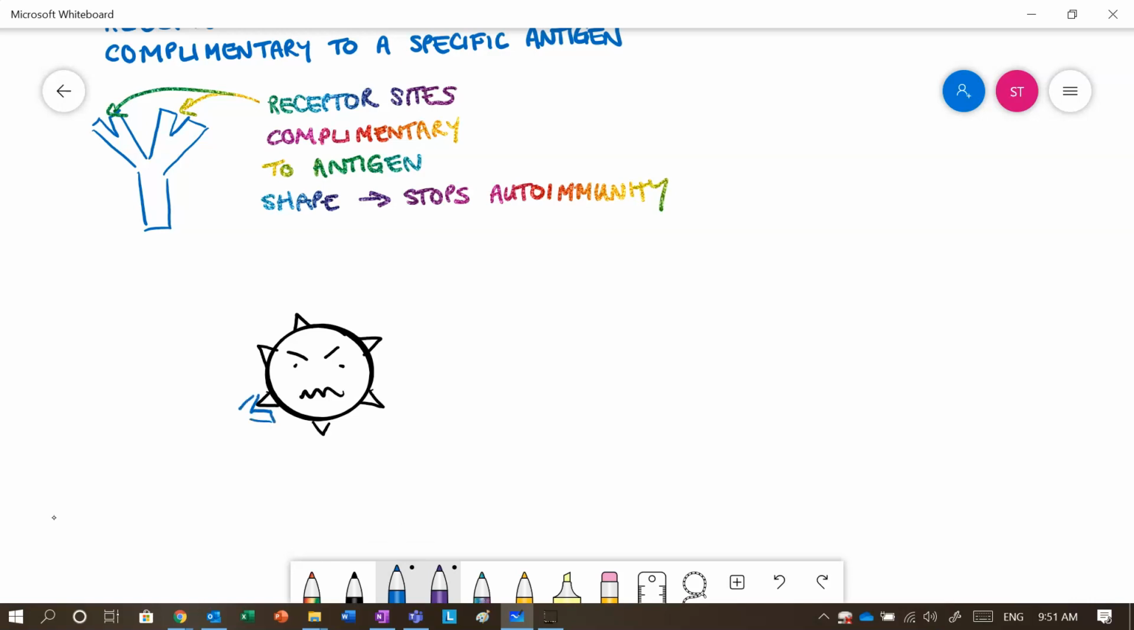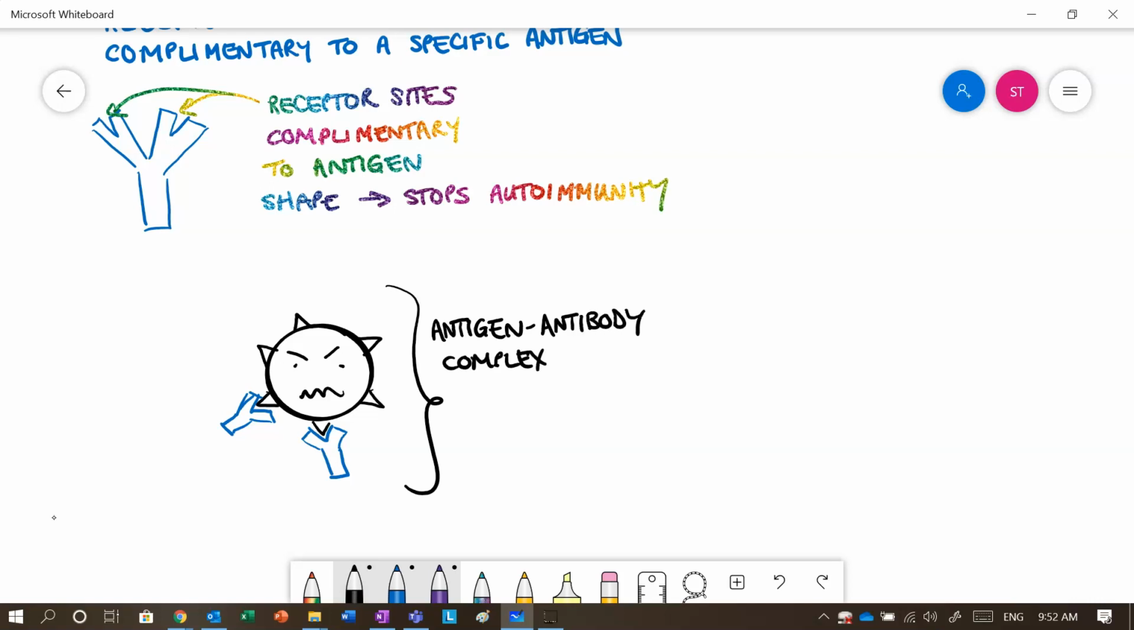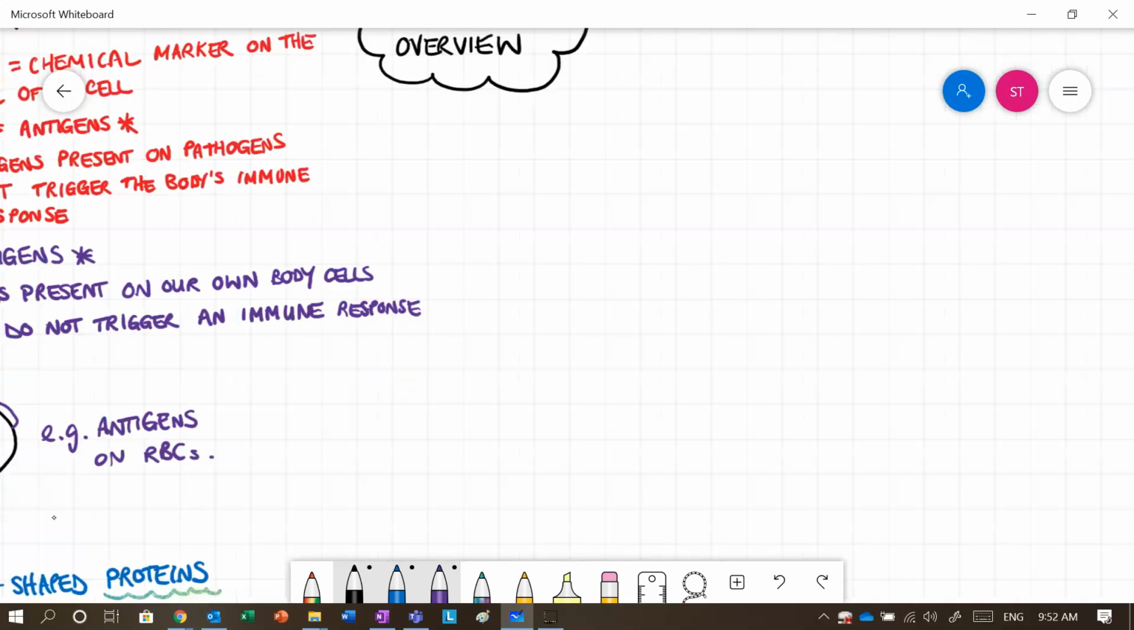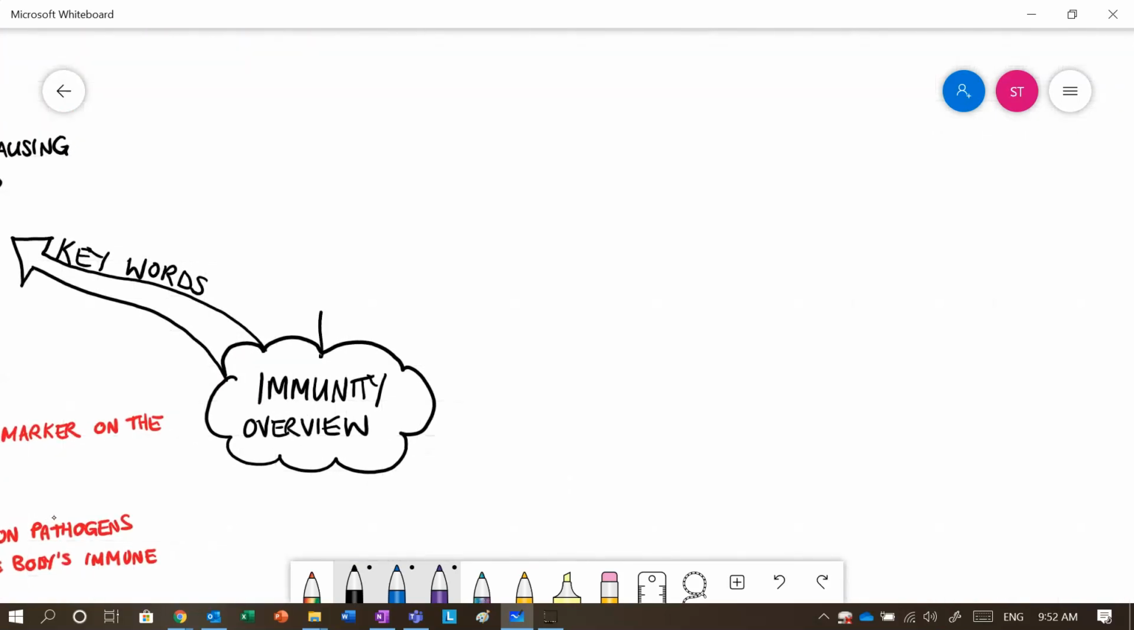So here's our little baddie antigen again. So this is a non-self one. And what I'm drawing here is the antibodies combining with it to form an antigen-antibody complex. That antigen-antibody complex is specific. So these antibodies have been made with receptor sites that match that antigen exactly, and it will inactivate that antigen and its pathogen.